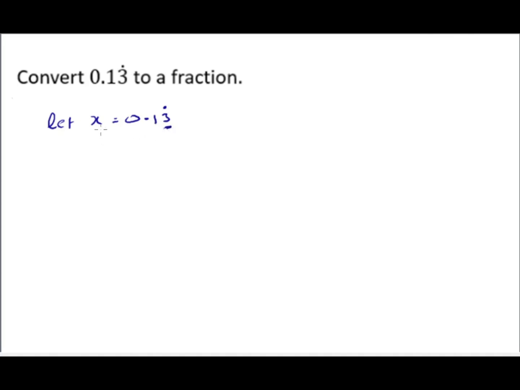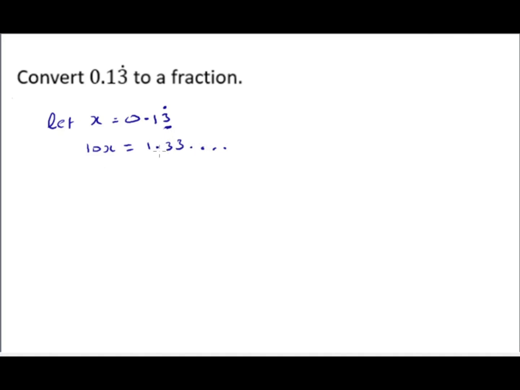Now to get the decimal point immediately in front of this 3, we need to multiply this entire equation by 10. So let's go ahead and do that. So it is 10 times x, which is 10x, and 10 times 0.13, we're going to get 1.3. And as you know, the 3 is recurring, so it goes on and on.